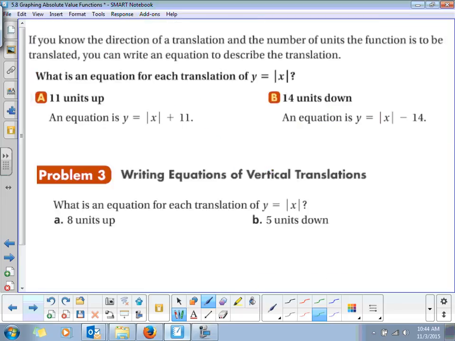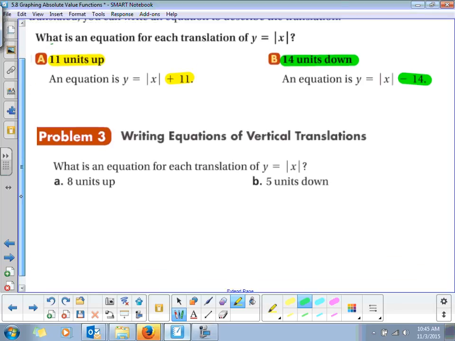Again, this part is in your textbook. They even have the answers there for us. We're going to look at this part down here. So, if you know the direction of a translation and the number of units the function is to be translated, then you can write an equation for the translation. Okay? So here, it says, what is the equation for the graph of the translation of y is equal to the absolute value of x? So here, we want that parent function to translate 11 units up. If we're going 11 units up, what am I going to do? I'm going to add 11. So 11 units up means we're going to add 11 to the parent function. Got it? Here, 14 units down means that we will subtract 14 from the parent function. Is everybody clear?